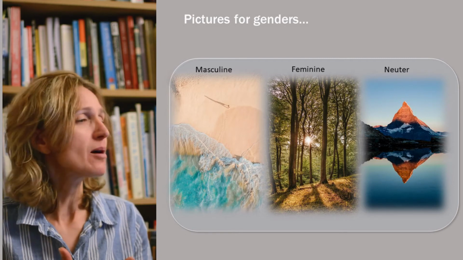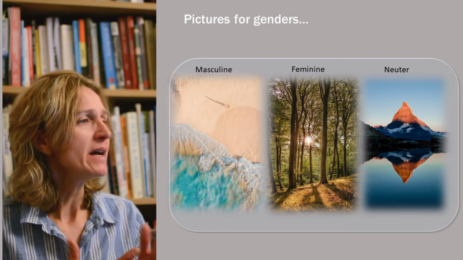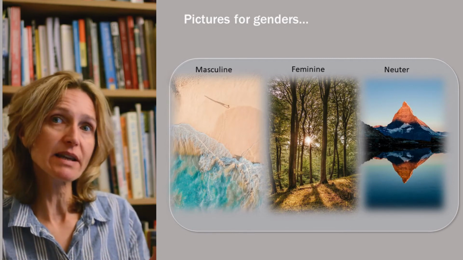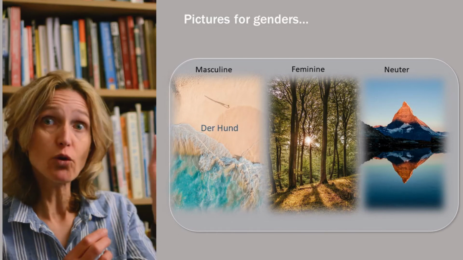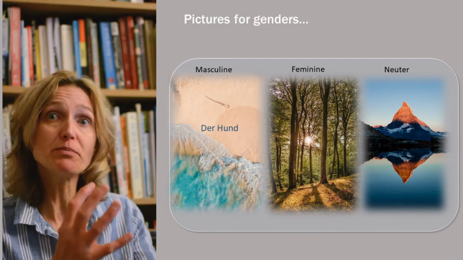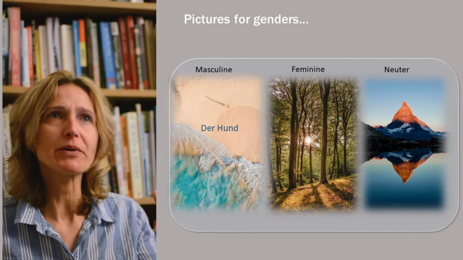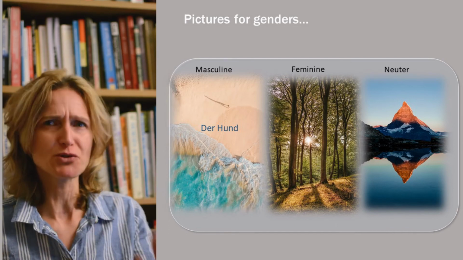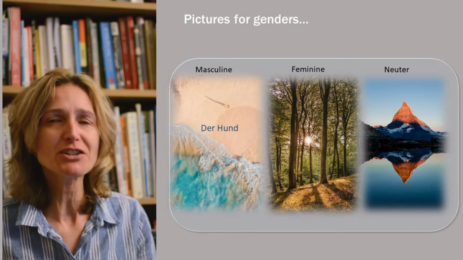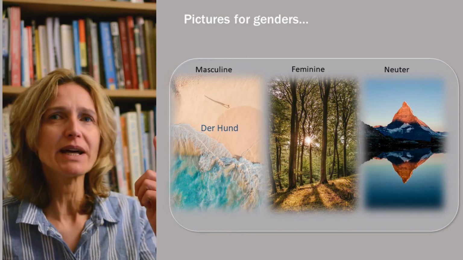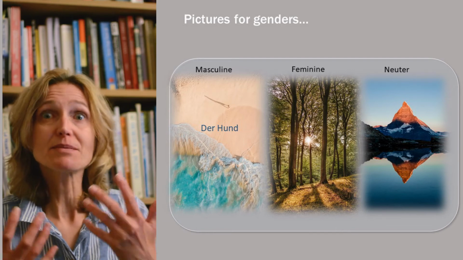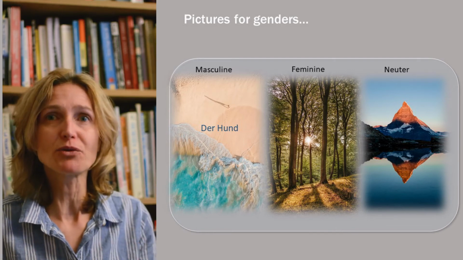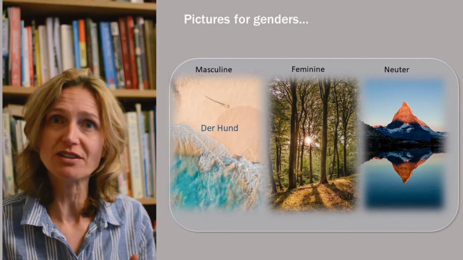So in this example here, if we say that the beach is masculine, and you'd have der Hund, the dog, written on the beach, you might just remember that, yes, the dog was on the beach, it was running on the beach, it was walking on the beach, playing on the beach, and so you'd hopefully then remember that der Hund is masculine, so that would be the association there.